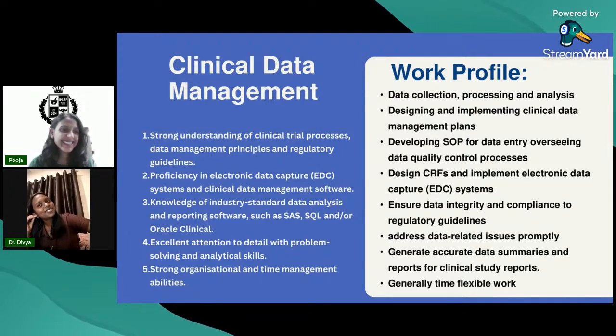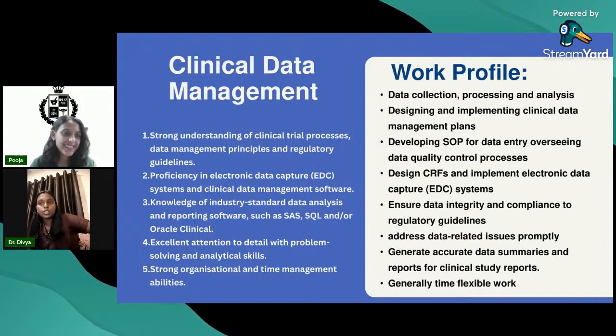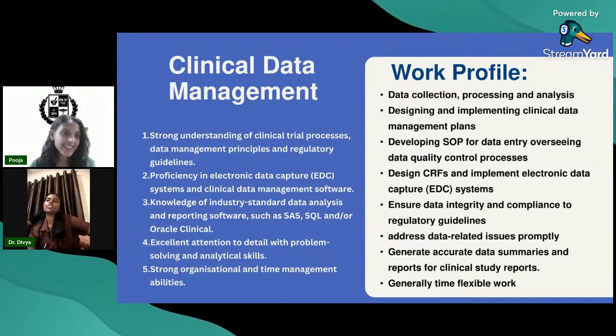So what does clinical data management require? You should obviously have a good understanding of the clinical trial process.